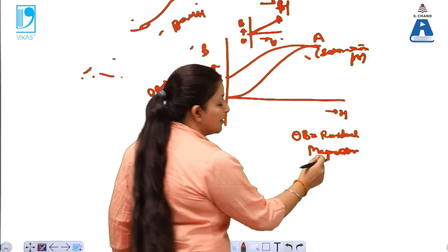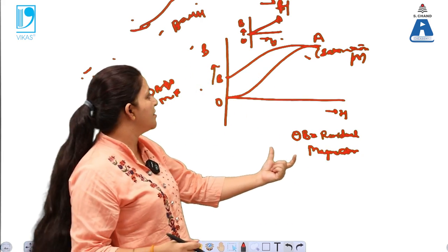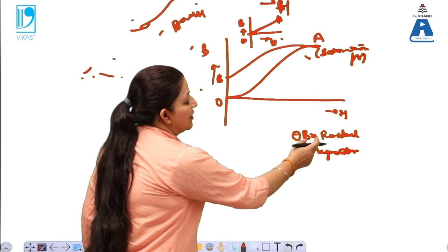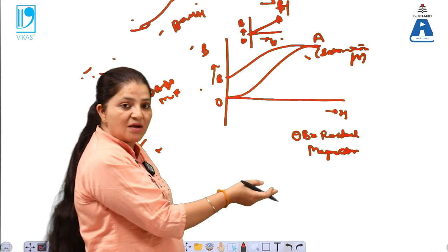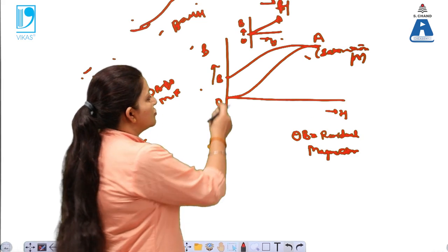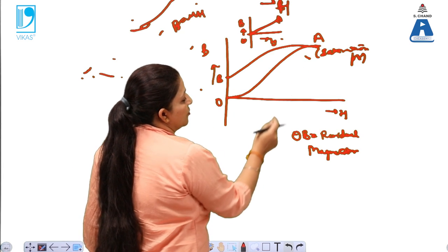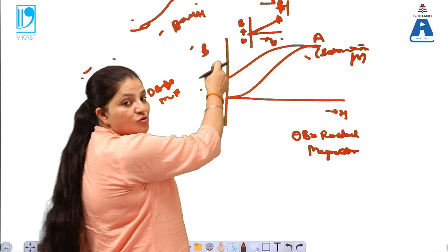What is residual magnetism? That is the OB. So what is OB here? That is the residual magnetism over here. So this is the value of magnetic field in the material when H remains 0 in the material. So that means in this case OA is the path followed when H is increasing, B goes on increasing.